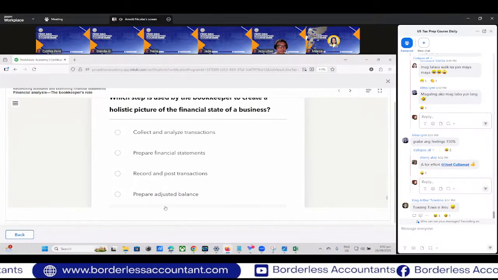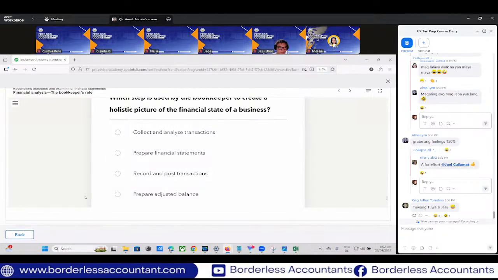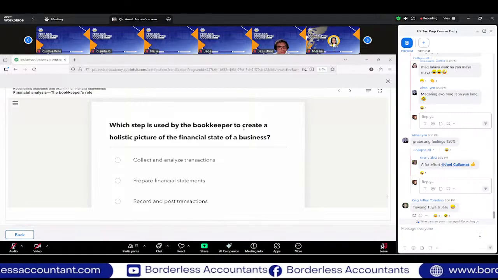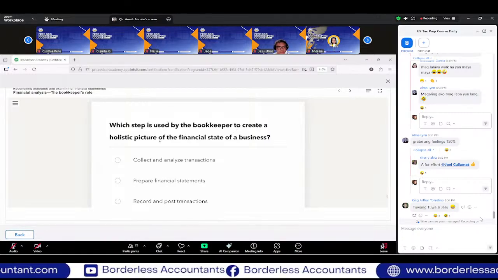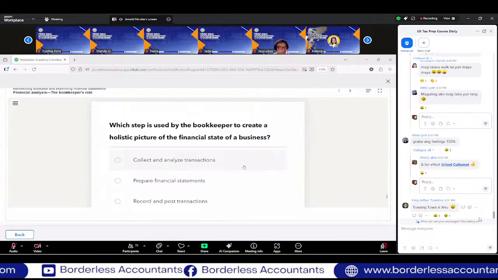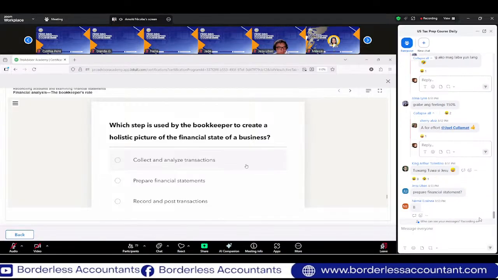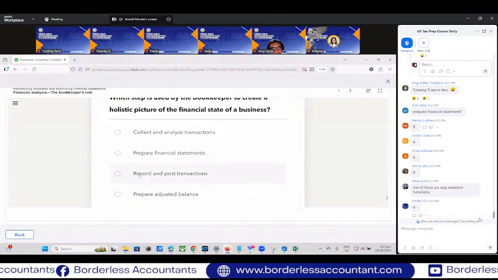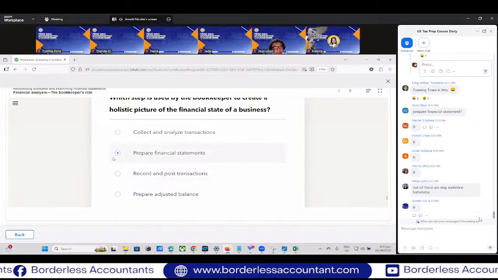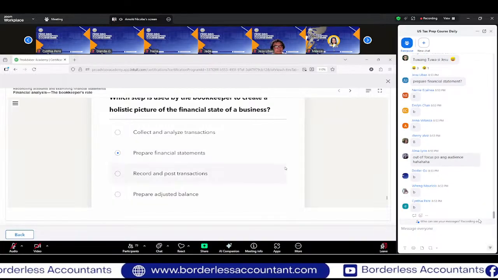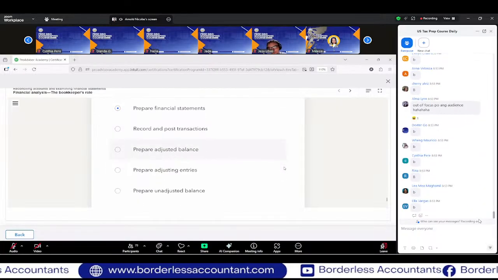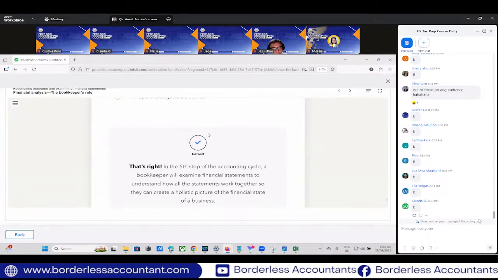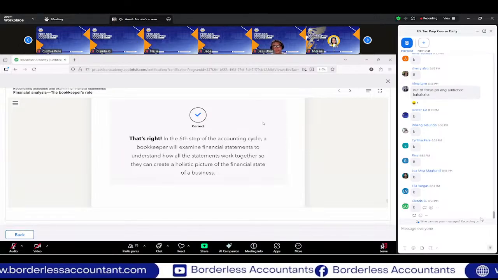What's your answer? Can you check Joel on the chat? So this one says to create a holistic picture. So it means the bookkeeper is summarizing what happened to the business. Summarizing is the preparing the financial statements. Most of the answers are B. You will check. Correct. That's right.